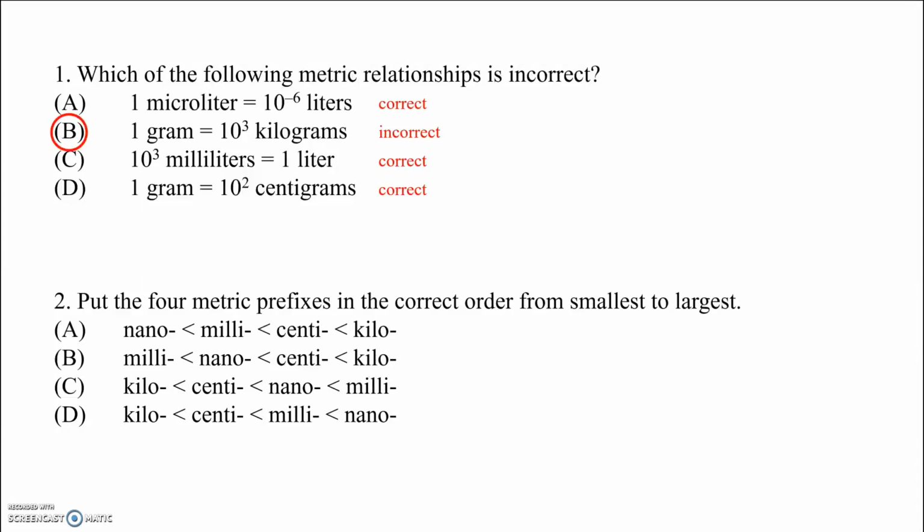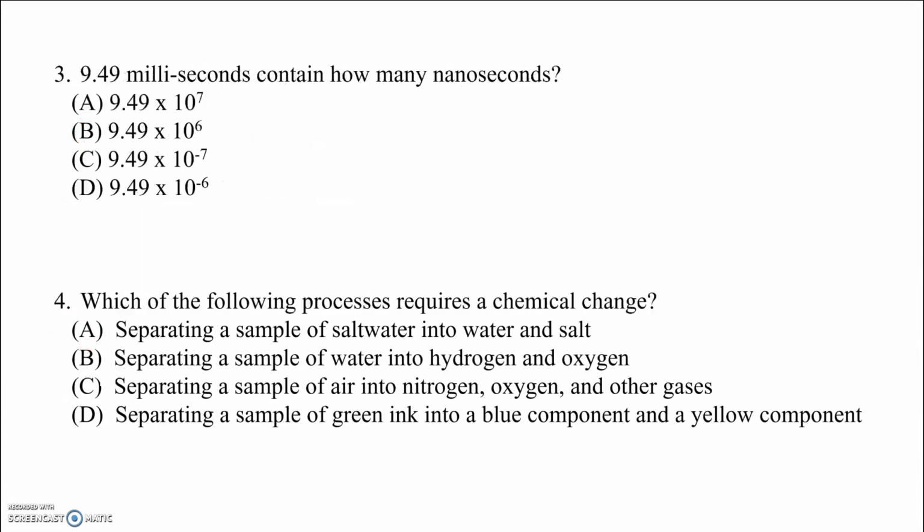Number 2, we want to put the 4 metric prefixes in the correct order from smallest to largest. And when we consult our chart of prefixes, we can see that our correct answer is A. Nano would be the smallest, followed by milli, and then centi, and then kilo.